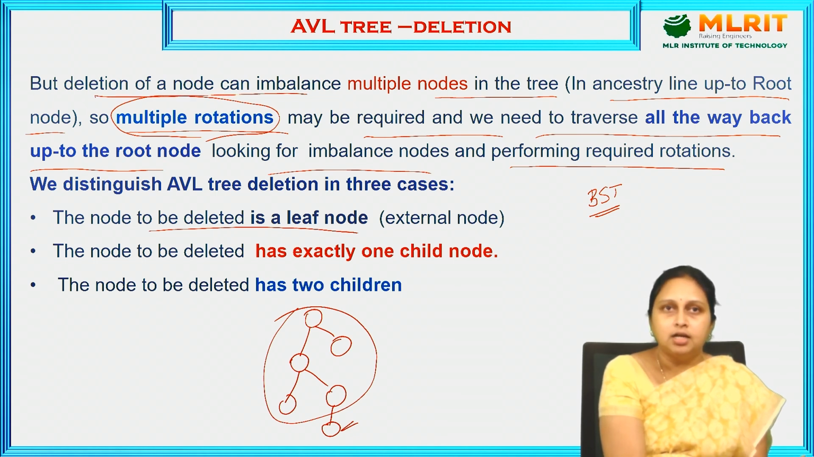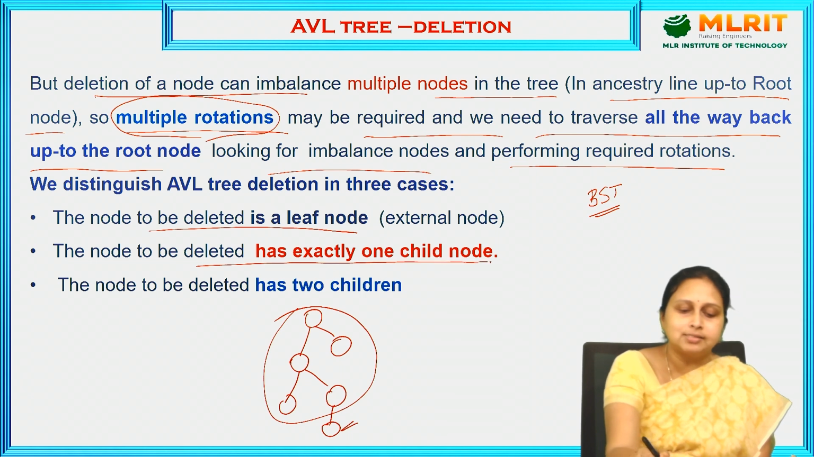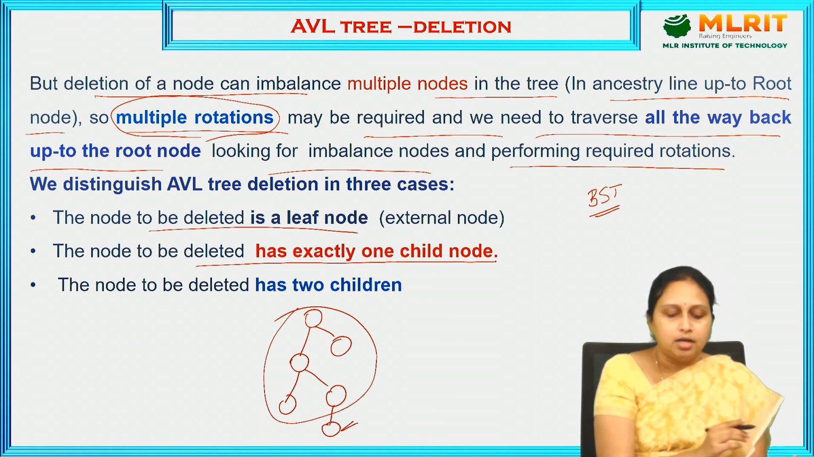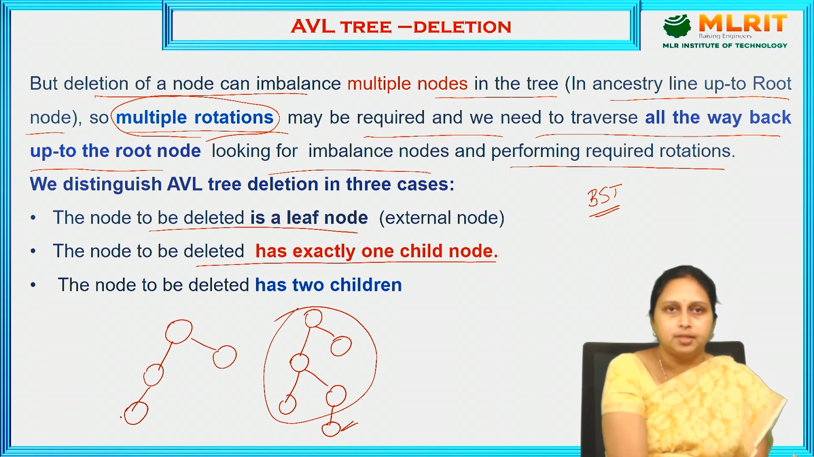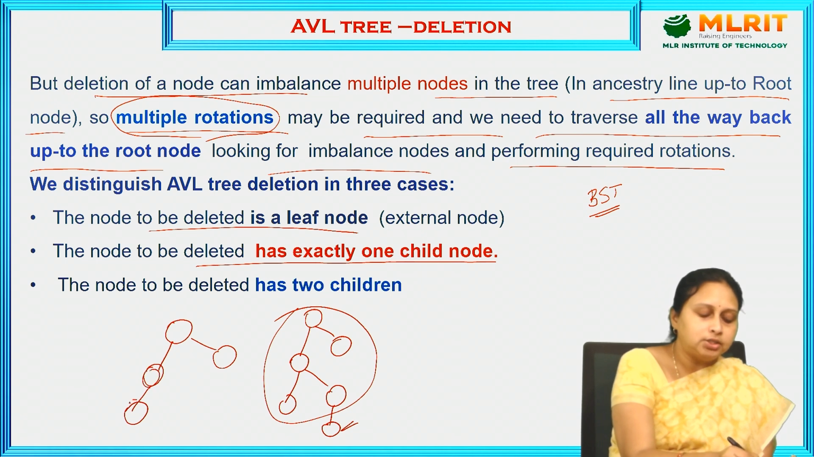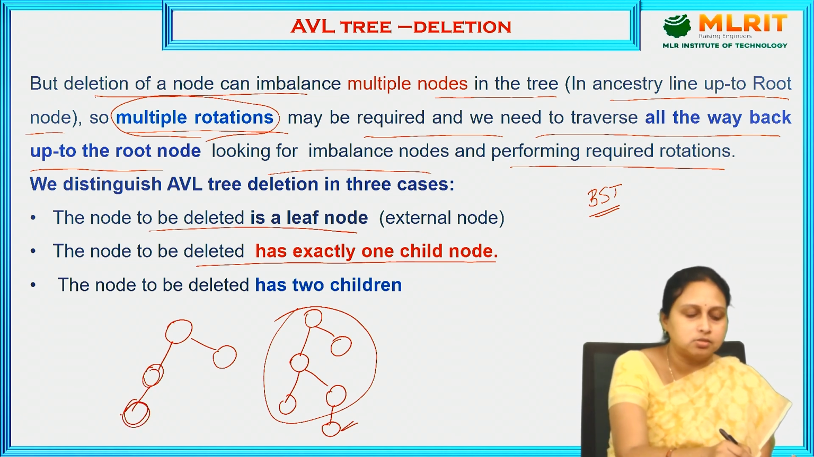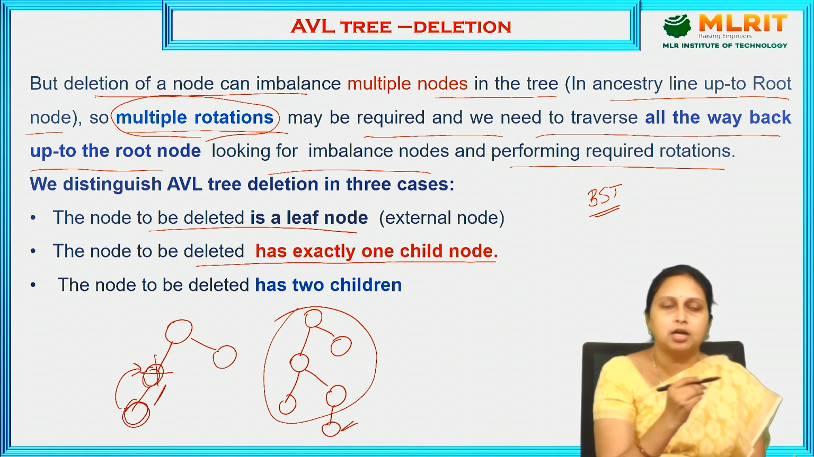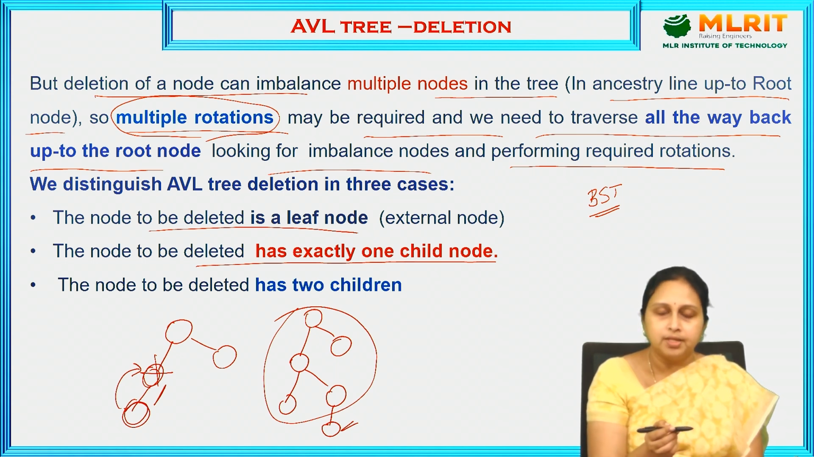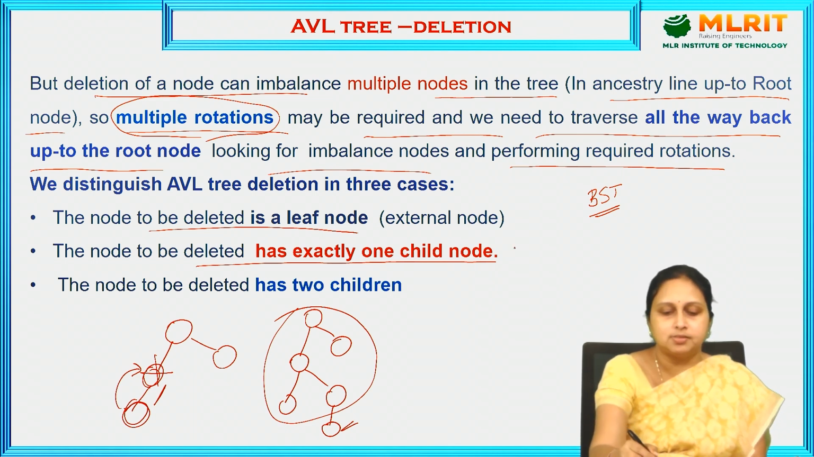Another one: the node to be deleted has exactly one child. Suppose I have a tree like this, and I want to delete a node with one child. In this case, I delete this node and replace it with its child, and with a BST you would stop there. But here we need to check the balance factor for every node again, and if it is imbalanced, we need to perform the rotations. This is the second case.